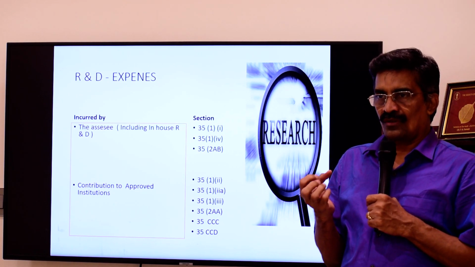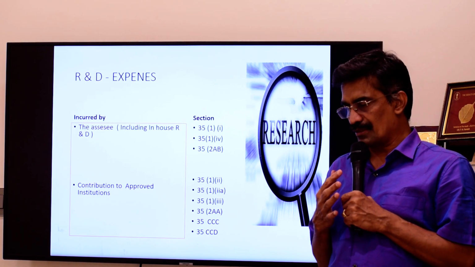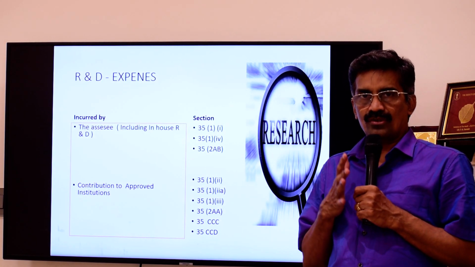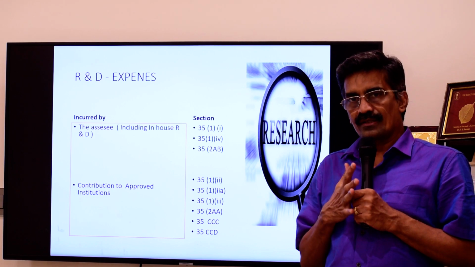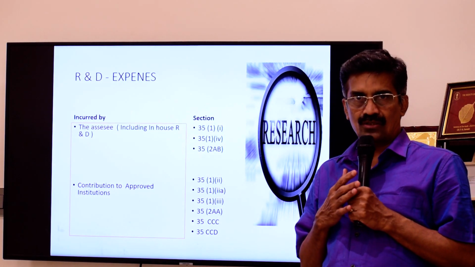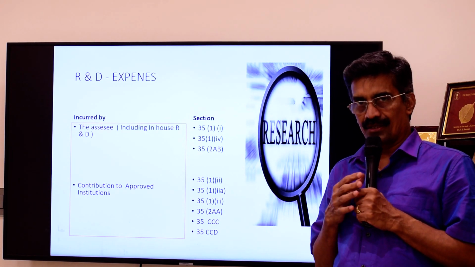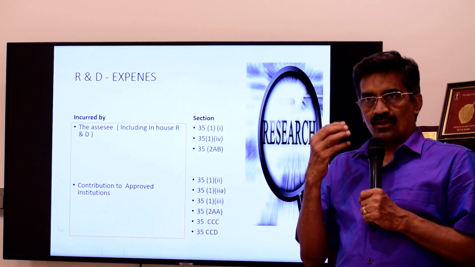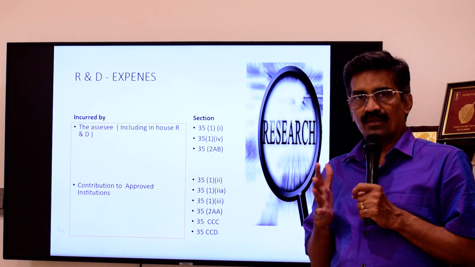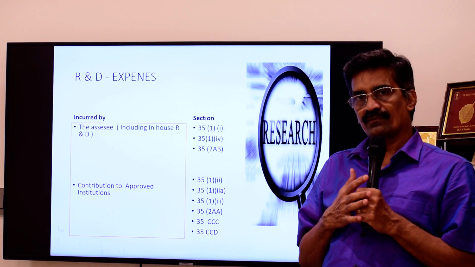Alternatively, in the case of research undertaken by the assessee, it can be in-house R&D, it can also be other than in-house R&D. In-house R&D is eligible for reduction at the rate of 150% under section 35(2AB), for which you need to satisfy certain conditions. Normal R&D, you can claim 100% reduction. That's the difference between 35(2AB) and 35(1).